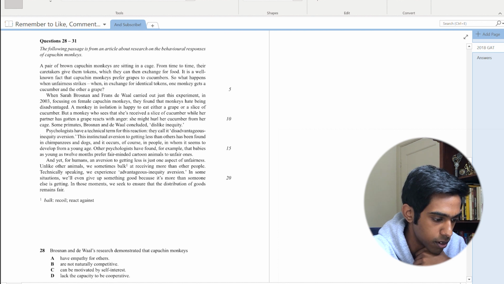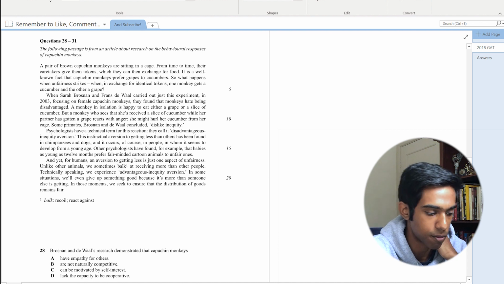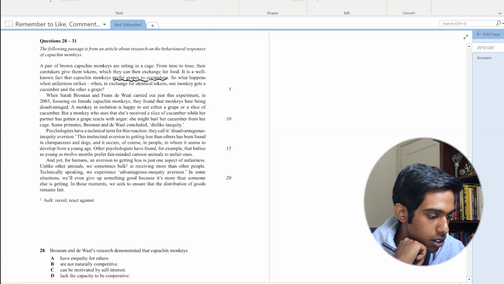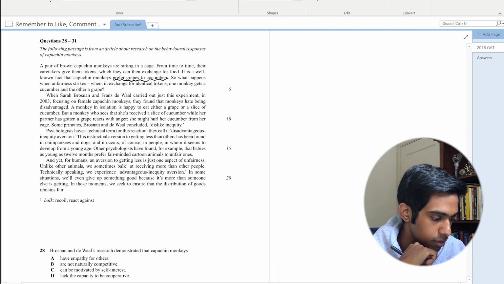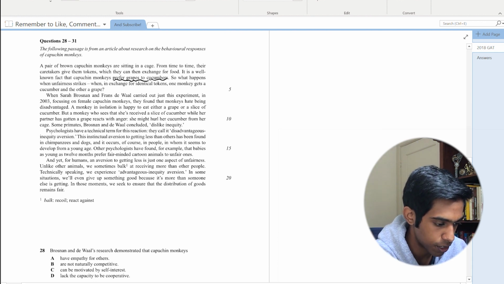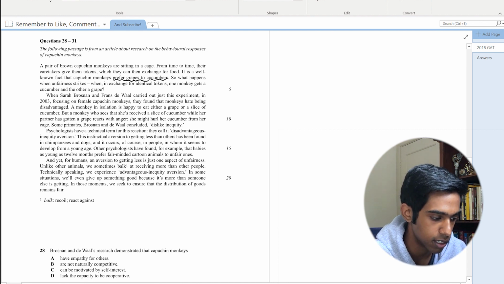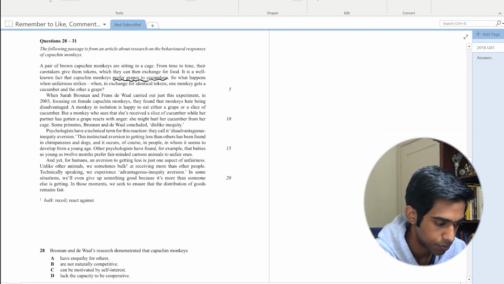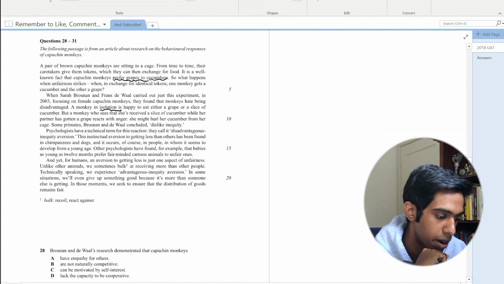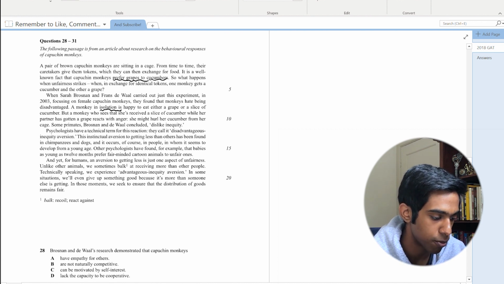Pair of brown capuchin monkeys. Okay. It is a well-known fact that they prefer grapes to cucumbers, so I guess that's some important information. One monkey gets a cucumber and the other a grape. Sarah Brosnan and Frans de Waal carried out just this experiment, focusing on female monkeys, and they found that the monkeys hate being disadvantaged. So a monkey in isolation is happy to eat either, but a monkey who sees that she's received a slice of cucumber while her partner has gotten a grape reacts with anger.